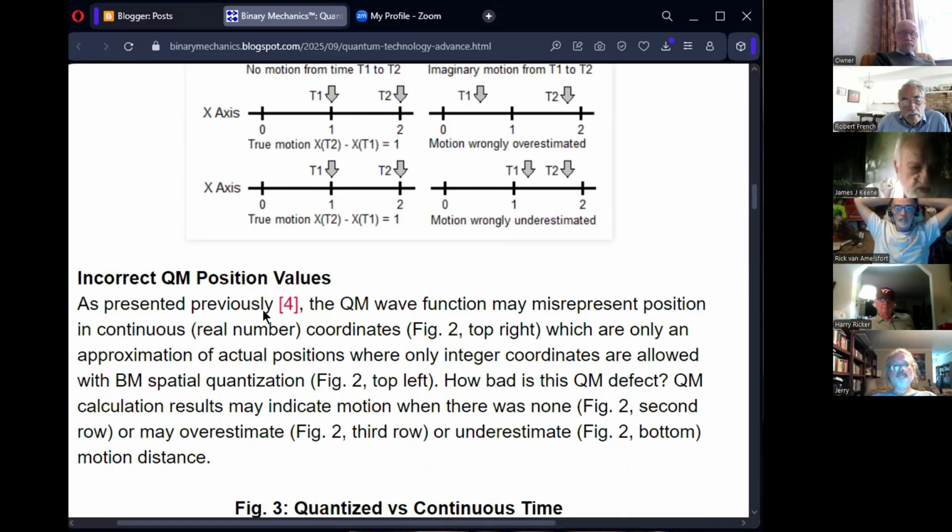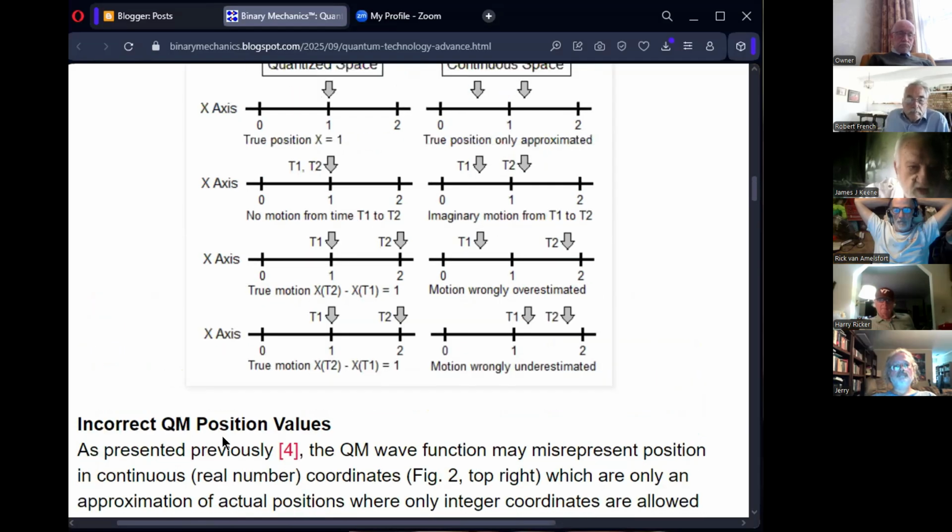As presented previously, the quantum mechanic wave function may misrepresent position in continuous real number coordinates, which is on the right side up here, which are only an approximation of actual positions where only integer coordinates are allowed with binary mechanics spatial quantization, top left. How bad is this quantum mechanical defect? Quantum mechanic calculation results may indicate motion when there was none, or may overestimate or underestimate motion distance.